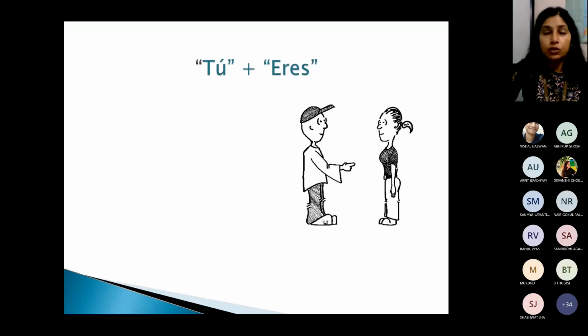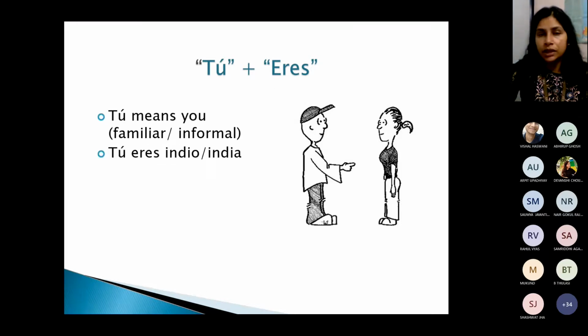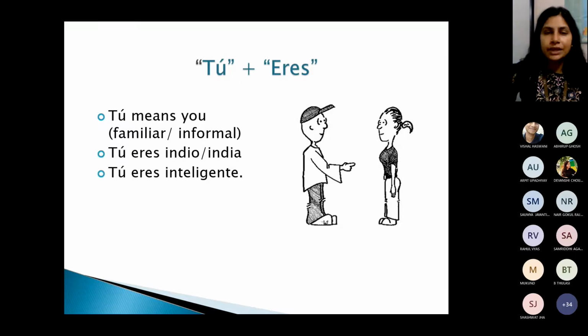Now comes tú eres. With yo, it was soy. With tú, it is eres, ¿vale? Coming to examples, you know that tú means informal. Usted is the formal.